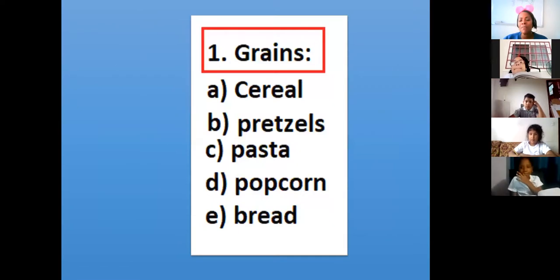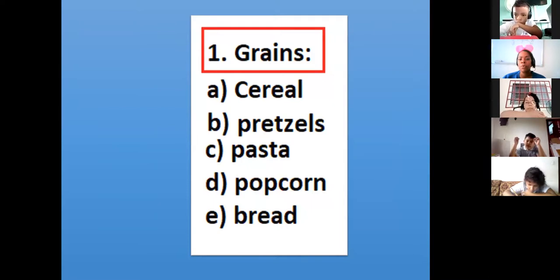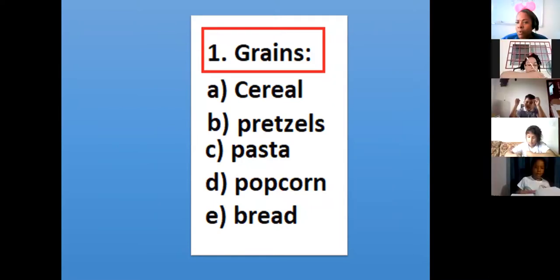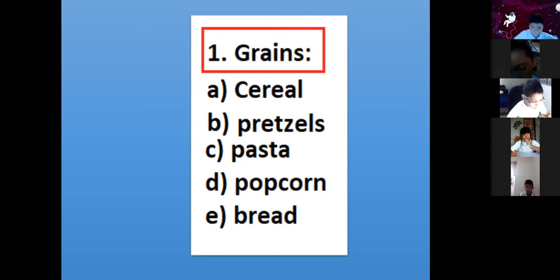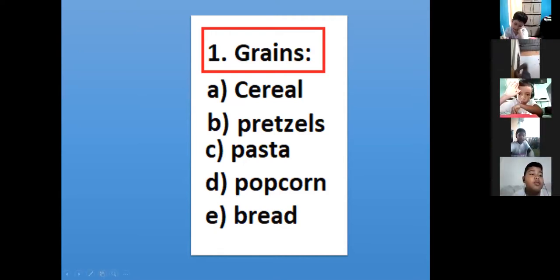Okay, and now we have grains. A, cereals. B, pretzel. C, pasta. D, popcorn. And E, bread. Cereal with milk, pretzel with cheese, pasta with chicken or maybe meat or maybe sausage. Con salchicha, pasta con salchicha, con carne, pollo, okay? Popcorn. Maybe sweet popcorn and salty popcorn. Tell me, Nasri.